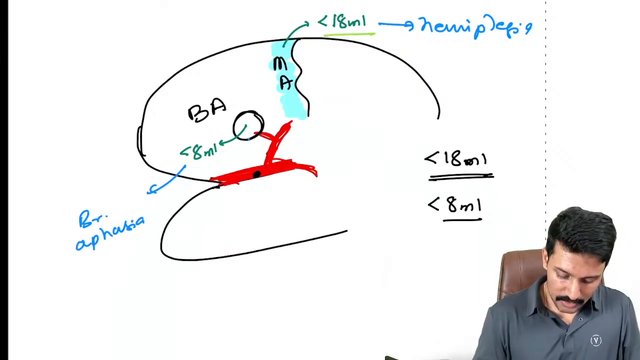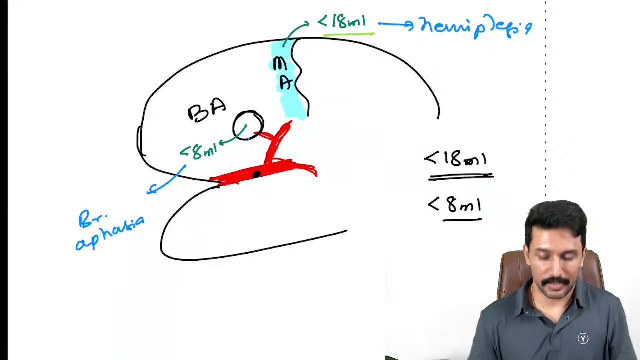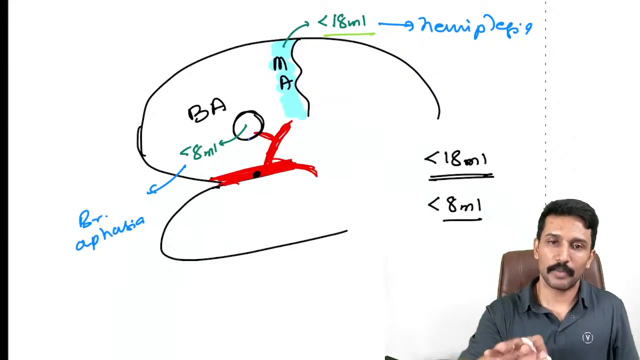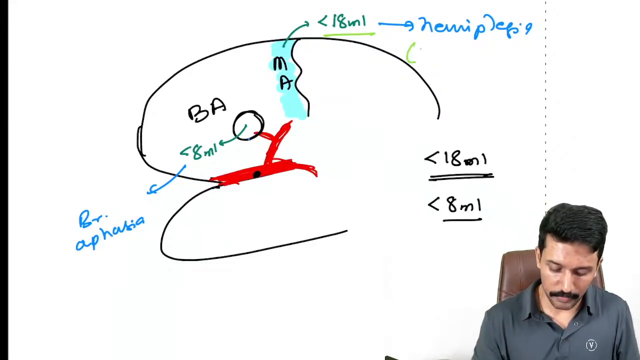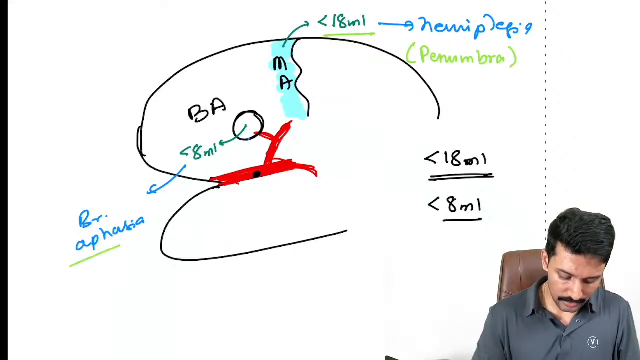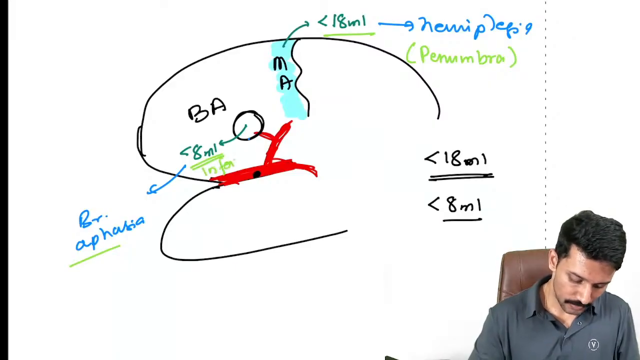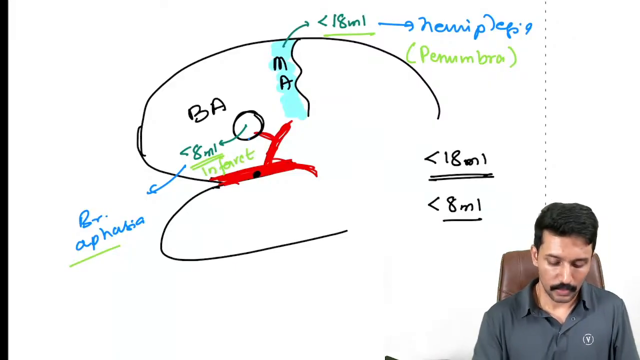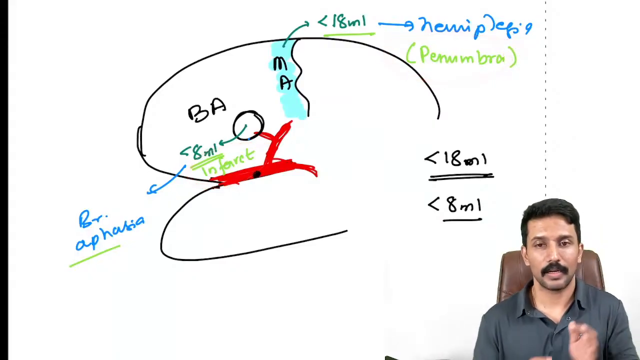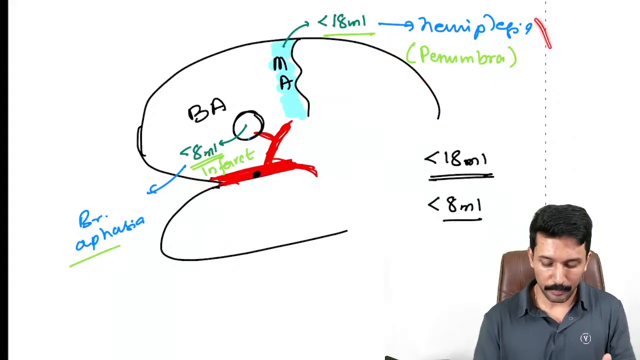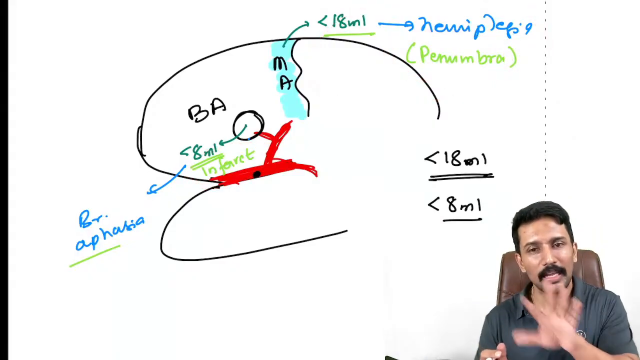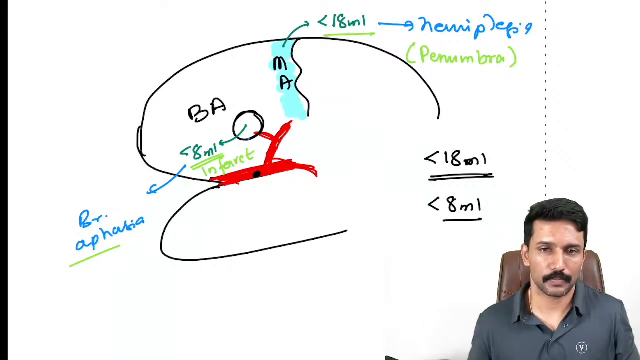But this area, which is having less than 18 ml, is not dead. It is revivable. If I re-establish the blood flow, it will come back. This area we will call the penumbra. But this area, less than 8 ml, is dead. That area we will call the infarct. So what is recoverable? Penumbra is recoverable. Infarct is not recoverable. So when I treat, only penumbra areas start functioning again. Infarcted areas will not function.